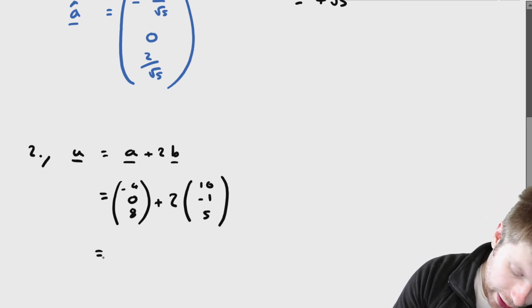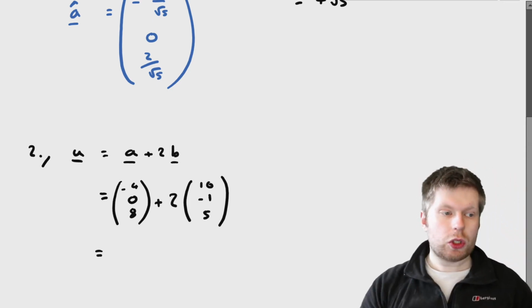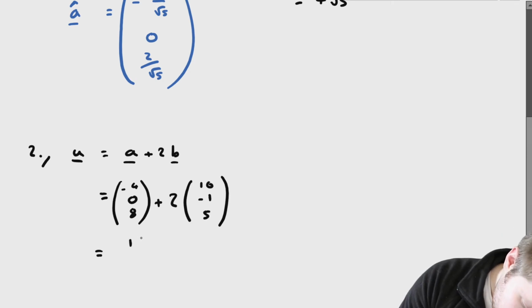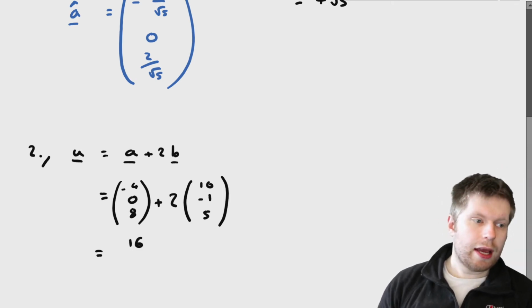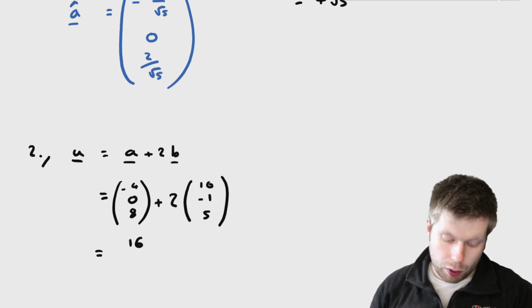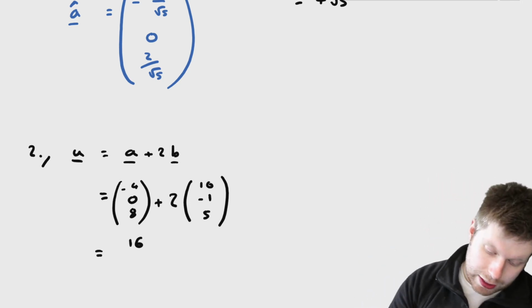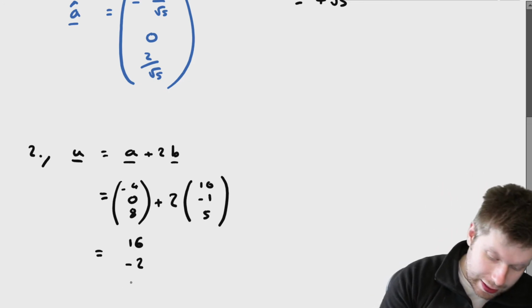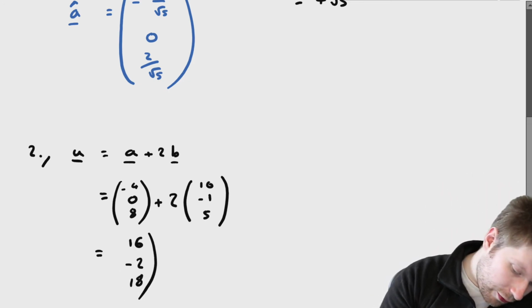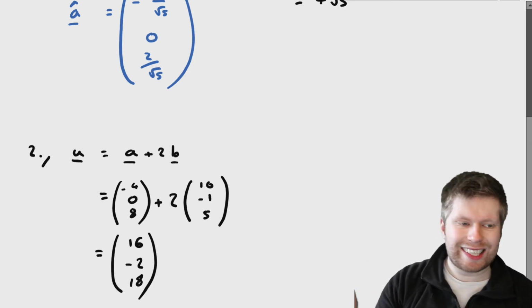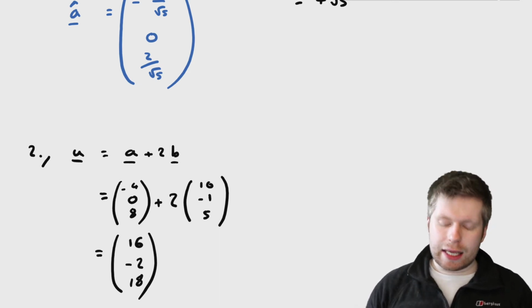If I work out what this is, -4 plus 2 times 10, well, -4 plus 20 is 16. So that's the first component. The second component is 0 plus 2 times -1, so 0 minus 2 gives me -2. And then 8 plus 2 lots of 5 gives me 18. So this is the vector A plus 2B, which I'm denoting by U. I could, of course, let it equal any letter I like, but I'll just let it equal U.